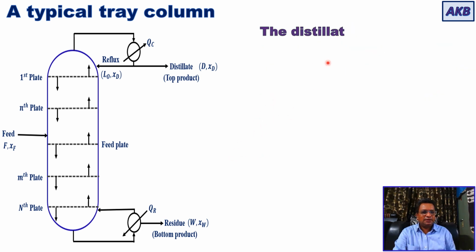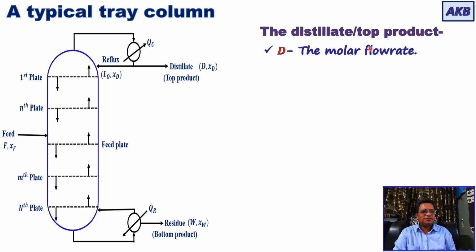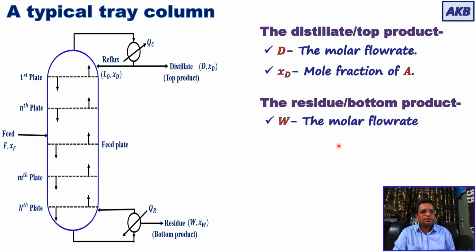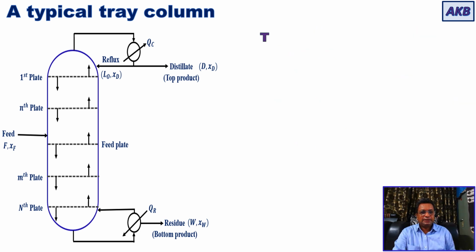Okay. Then let us talk about the distillate or the top product. D represents its molar flow rate, for example kilomole per hour, kilomole per second, and XD represents the mole fraction of A, that is the more volatile component. Similarly, for the residue or the bottom product, W represents the molar flow rate and XW represents the mole fraction of A, the more volatile component, in it.